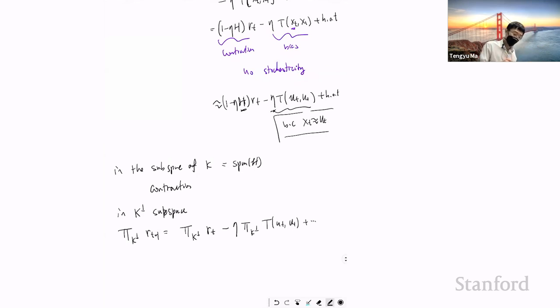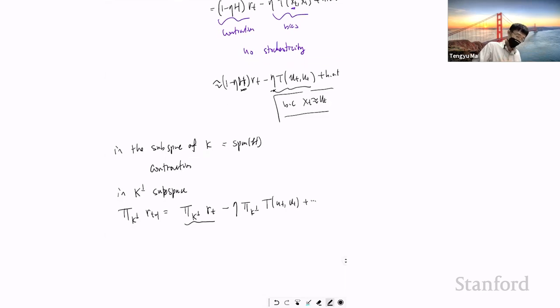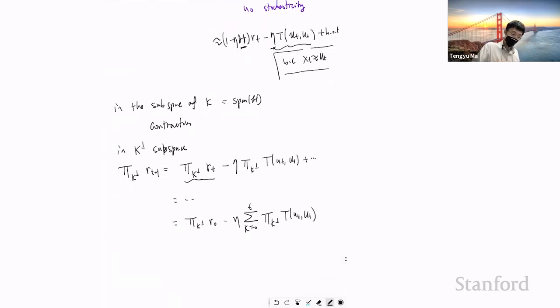So now the thing is really simple. In the K-perp subspace, you are just taking the previous r_t projected in the K-perp subspace plus something new. So basically, you are just adding up things. You don't have any contraction even. So if you do this recursively, you are going to get the K-perp of r_0 minus the sum of the third order terms. And now the question becomes, how do you understand the sum of this third order term?